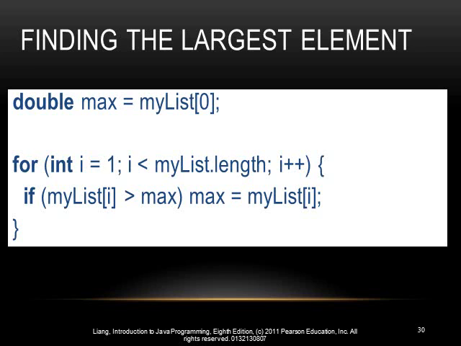Let's see how in this problem we begin by setting the max to element 0. Then we walk through the array, starting at element 1 and looking for any values larger than the max. If we find a value larger than the max in the array, we reset max to that value.